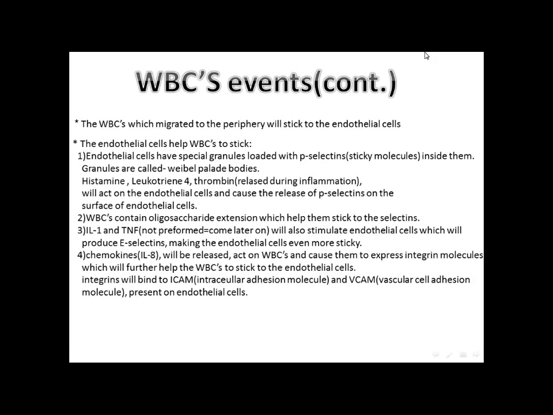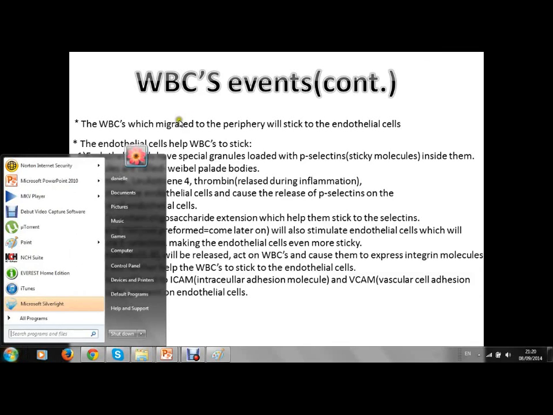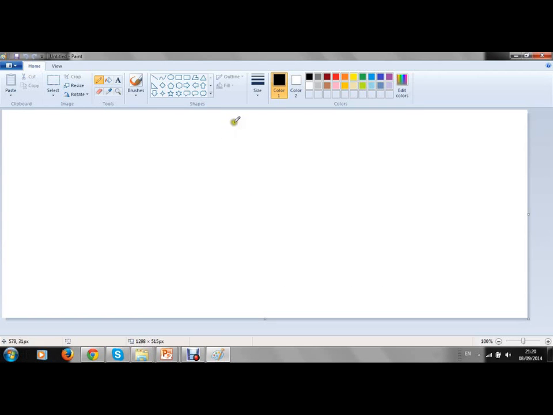These Weibel-Palade bodies, the complex of granules plus P-selectins, will be released due to the action of histamine, leukotrienes B4, C4 and E4, and thrombin, which are released during inflammation. They will act on the endothelial cells and cause the release of P-selectins on the surface of the endothelial cells. So let me draw it for you.